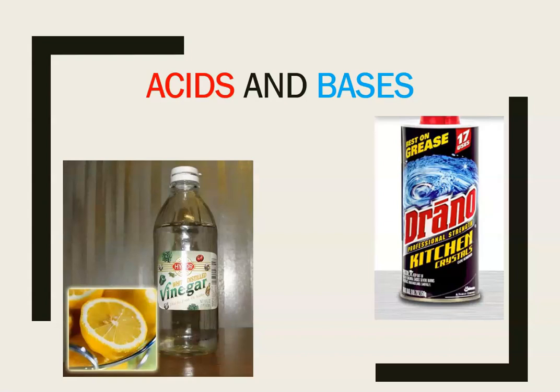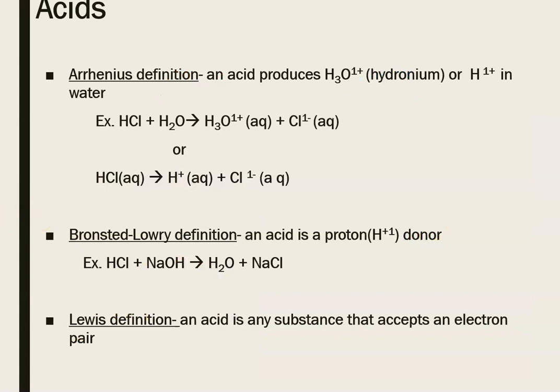Okay, so let's get into what an acid and a base is. Common acids are like vinegar, which has acetic acid in it, ascorbic acid, vitamin C, citric acid, and hydrochloric acid in your stomach. Sodium hydroxide is in Drano. That's a base. So let's look at some definitions, and I do expect you to know these definitions for your test. We've got three different definitions that we're going to look at for an acid.